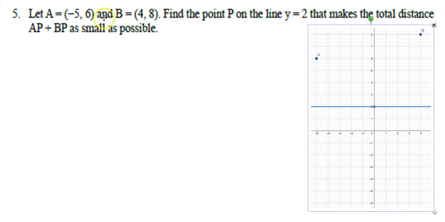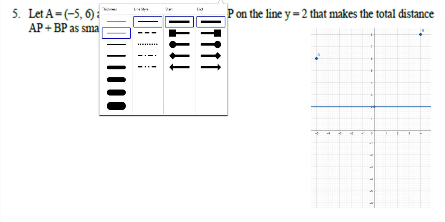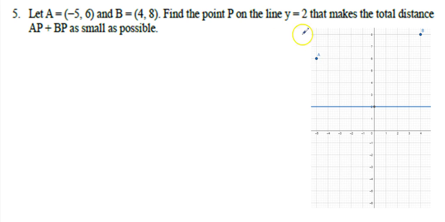On this one, we've got a couple points, and we want to find the point on this line y equals 2 that makes the total distance from A to whatever point we find on the line back up to B as small as possible. And so, generally speaking, there's some point on here. This is y equals 2.